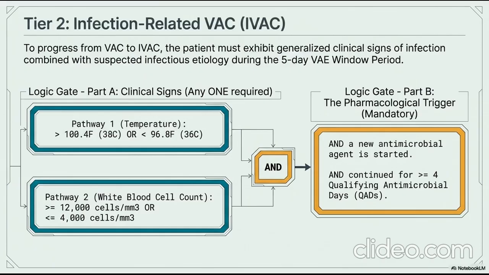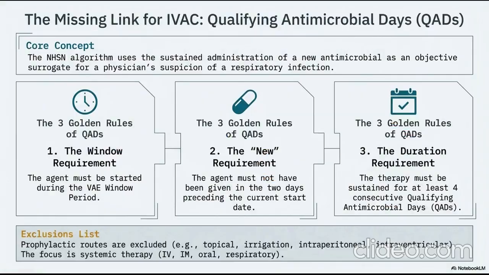Mapping the chronology, date of event, and the window period. Understanding the VAE window period is critical for your exams and audits. It is a strict 5-day time frame centered on the date of event, DOE: 2 days before, the day of, and 2 days after. All IVAC and PVAP criteria must occur within this window to be linked to the event. Remember, mechanical ventilation days 1 and 2 are strictly excluded from being a DOE to avoid capturing pre-existing admission conditions.